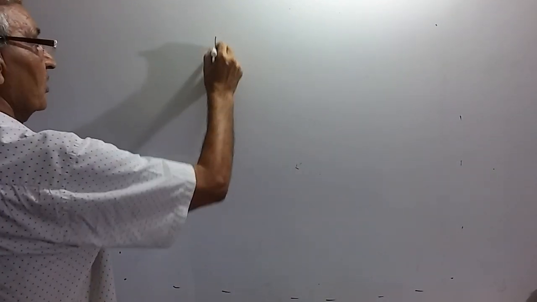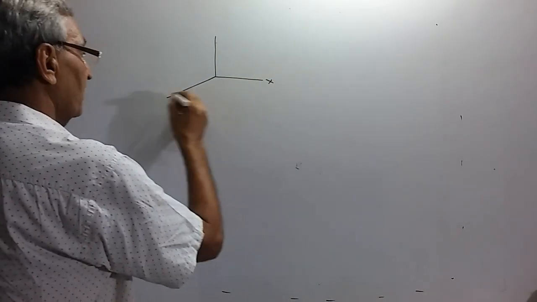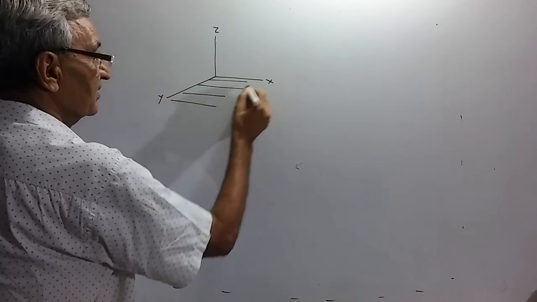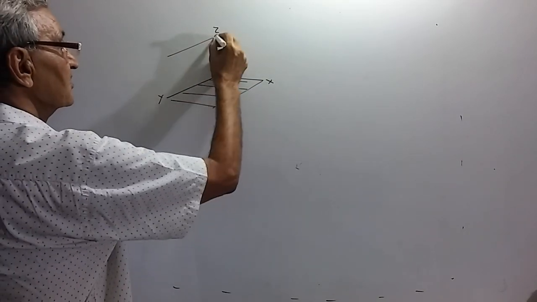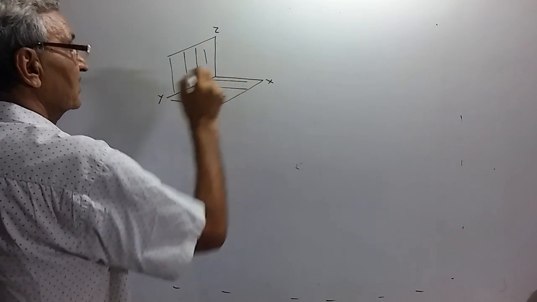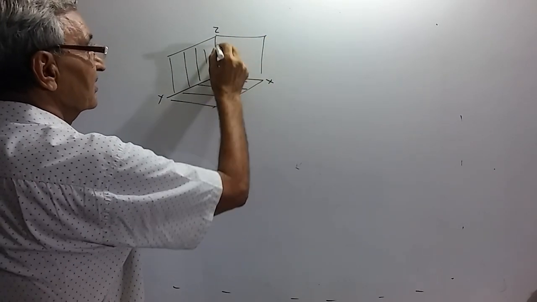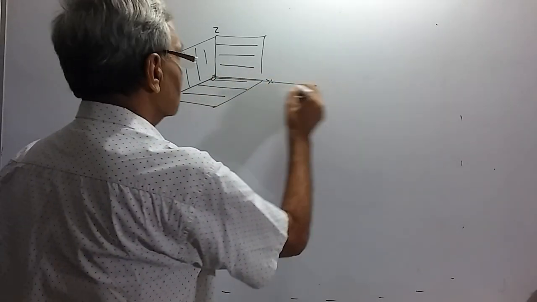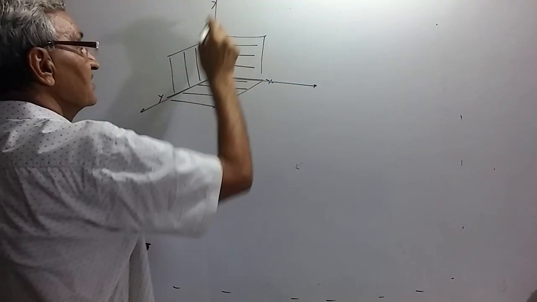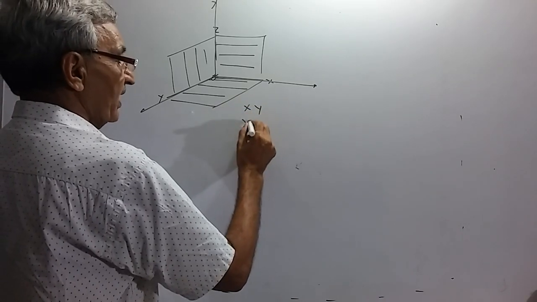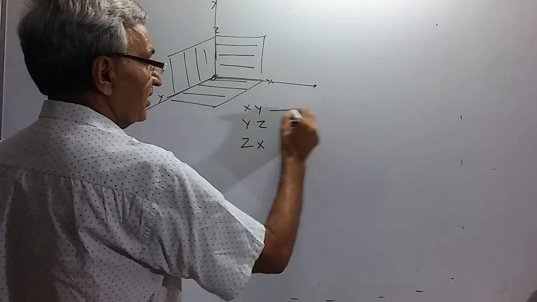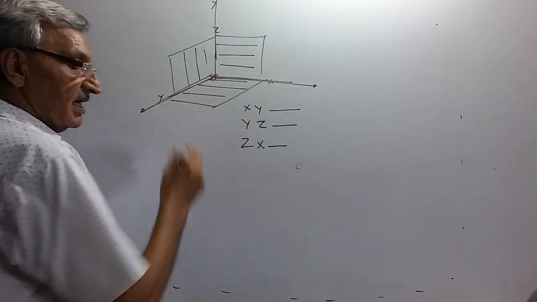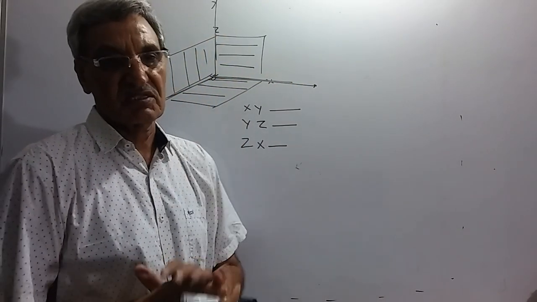Well, friends, I just draw here. This is x and y. This is z. This is called the xy plane, the plane containing x and y. This is called the yz plane, and this is called the zx plane. They are coordinate planes. These are coordinate axes, and these are coordinate planes: xy, yz, zx are planes, and the x-axis, y-axis and z-axis are known as coordinate axes.